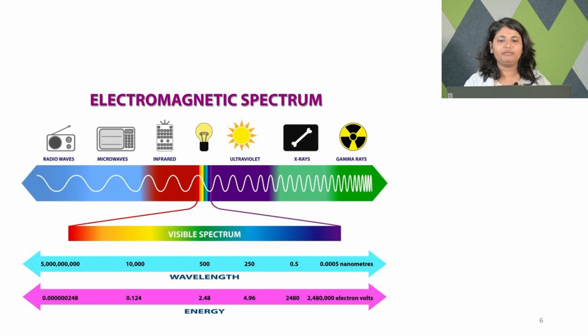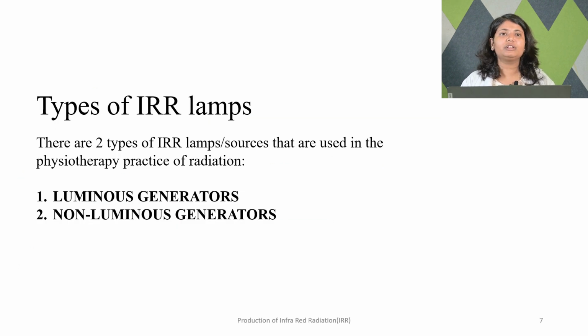To understand it better, we'll go for an image. So this is the electromagnetic spectrum. It has various electromagnetic waves such as radio waves, microwaves, infrared, visible light, ultraviolet rays, X-rays, and gamma rays. So you can see that the infrared lies between microwave and visible light. Infrared can be sourced naturally, but in order to gain its therapeutic effects, we need to generate it with the help of generators. So, in physiotherapy practice, we have two types of generators: luminous and non-luminous generators.